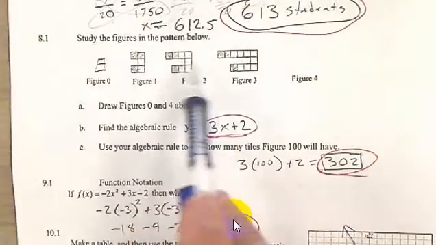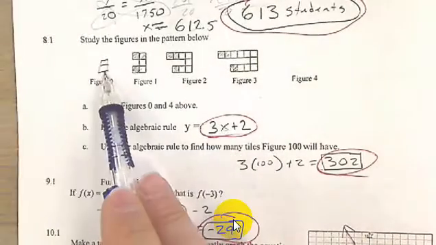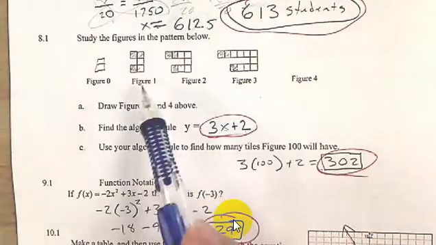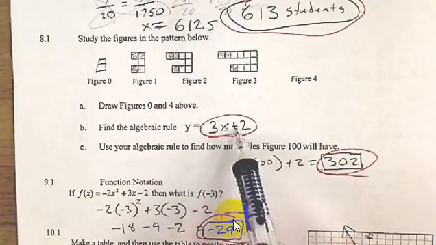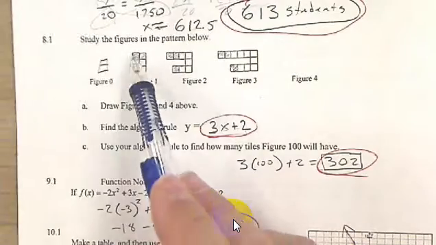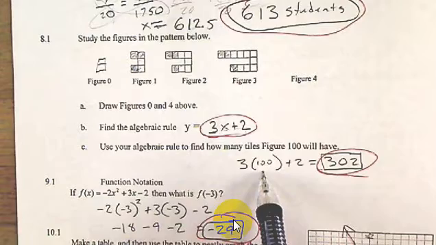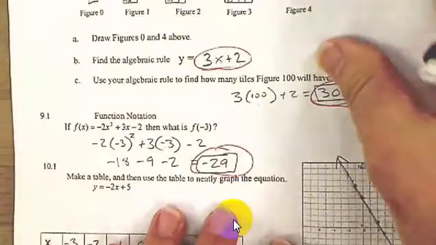It's growing by 3 each time. So that's why it's 3x. It starts off at 2. So that's why it's a 2. So if I would have plugged in figure 1, 1 times 3 is 3 plus 2 is 5. 1, 2, 3, 4, 5. And it works. So on the 100th figure, I can just plug it in, and I get 302.